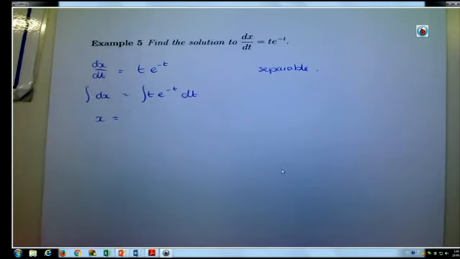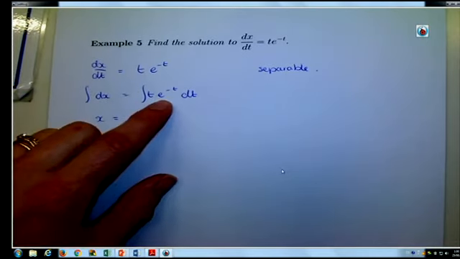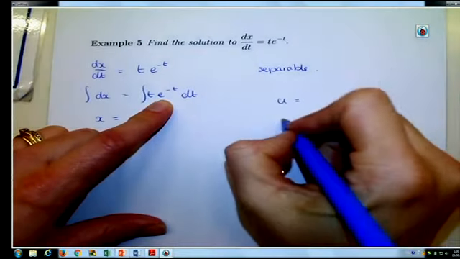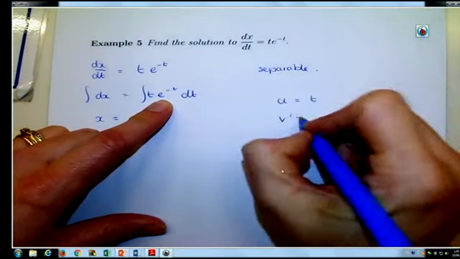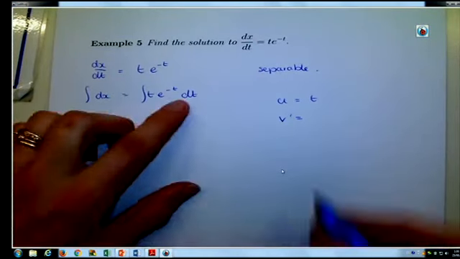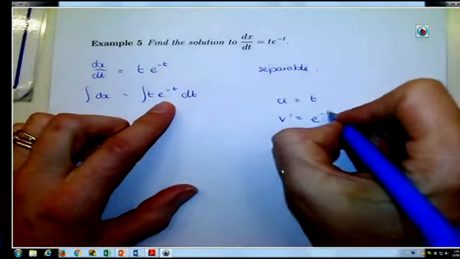Okay, so we're doing integration by parts because we've got the product of two little functions here. Can anyone hazard a guess what would be our u? Yeah, it's going to be t, for the same reason as the last one, right? Because when you differentiate it, it gets simpler. So that one's going to be t, this one's going to be e to the minus t.